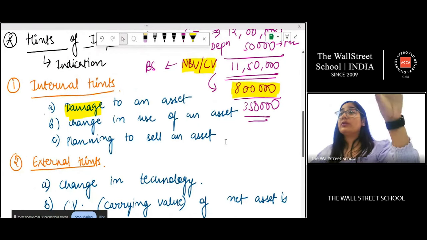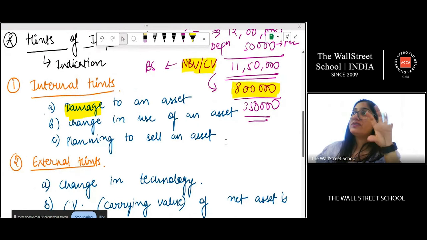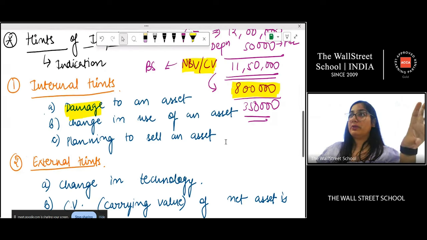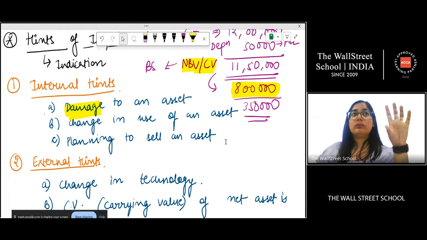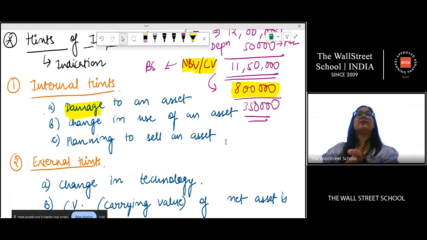हम लोग यहाँ पर कुछ हुआ, कोई इवेंट हुआ जिसकी वजह से वी आर टेस्टिंग की इम्पेयरमेंट हुई है या नहीं. ठीक है, मार्केट वैल्यू तो वो चेंज हो रही है, उसकी वजह से वी विल बी चेंजिंग द वैल्यू.